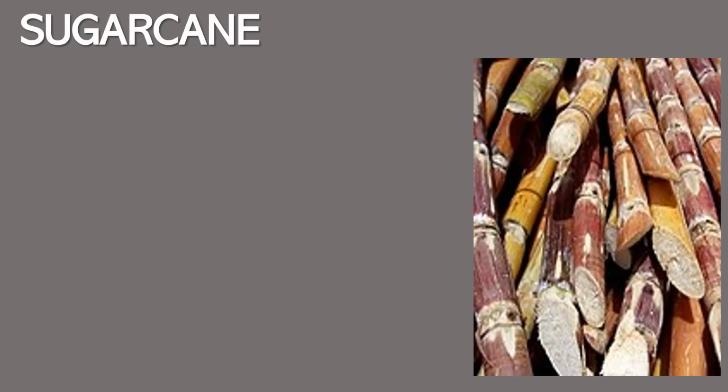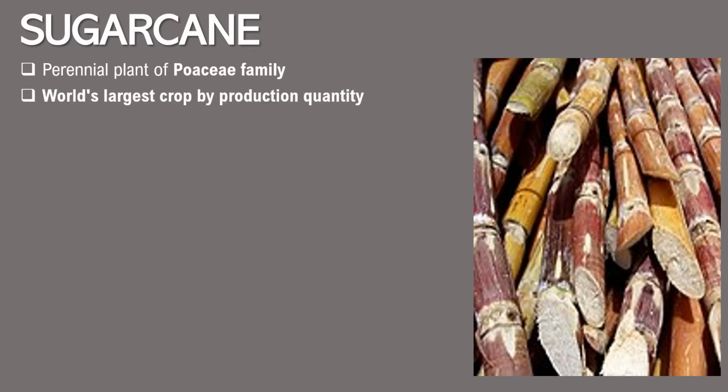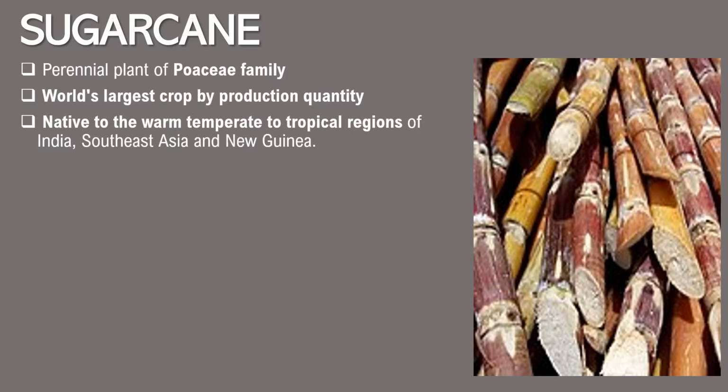To start with, I'm going to go back to the characteristics of sugarcane first. What is sugarcane? We know that sugarcane is a perennial plant that belongs to the Poaceae family, or the grass family. It is considered the world's largest crop by production quantity, with 1.8 billion tons produced in 2017, of which Brazil accounts for 40% of the world total production. This is according to the global sugarcane production in 2018. It is native to the warm temperate to tropical regions of Asia, Southeast Asia, and New Guinea.